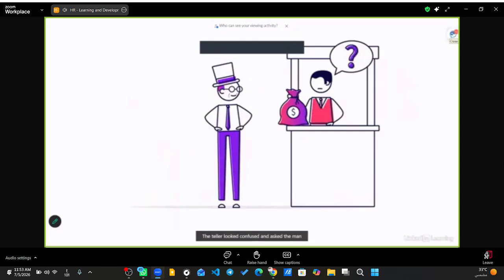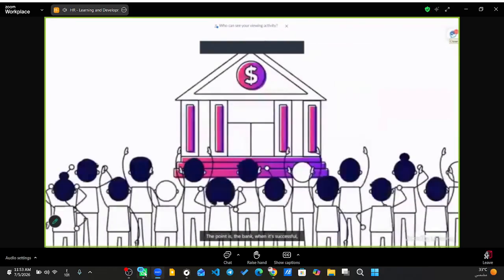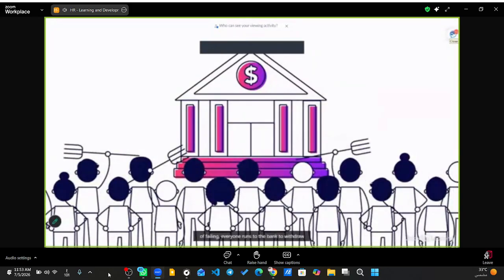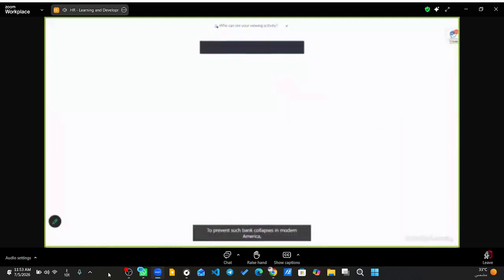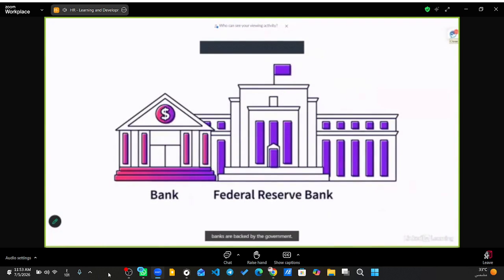The teller looked confused and asked the man what was going on. The man replied that if the bank had his money safe, they should hold on to it. But if they did not have it, then he wanted it all back right now. The point is that the bank, when it's successful, has the confidence of the general public. If the public believes the bank is on the verge of failing, everyone runs to the bank to withdraw their money, which leads to its collapse. It's a self-fulfilling prophecy. To prevent such bank collapses, in modern America, banks are backed by the government.